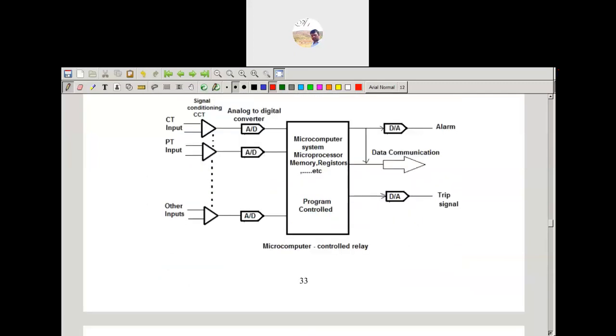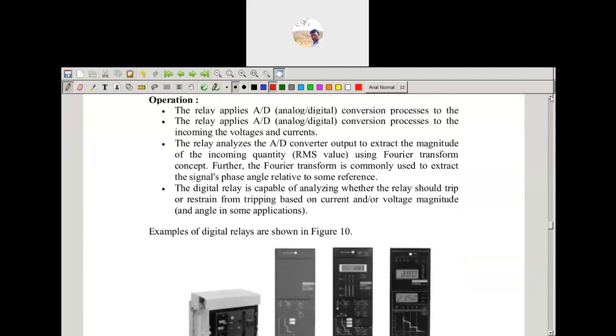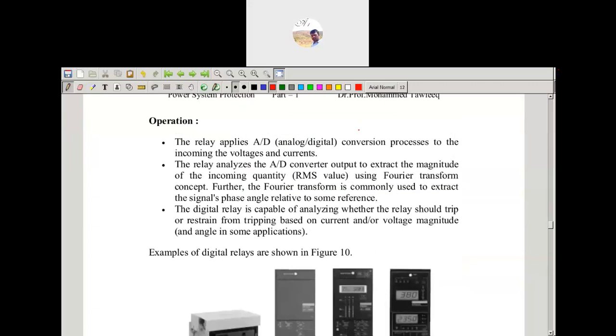Let's see the operations of the digital relays. The relay applies the analog to digital conversion process to the incoming voltages and currents. The relay analyzes the analog to digital converter output and extracts the magnitude of the incoming quantity using the Fourier transformation concept, the Fourier transform.